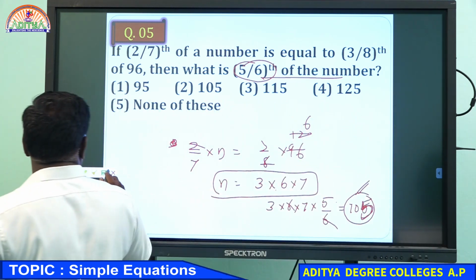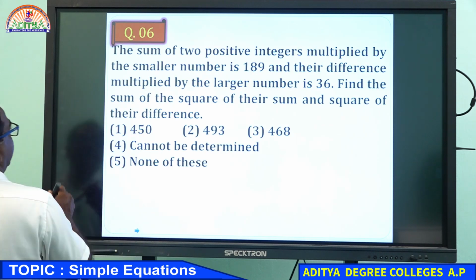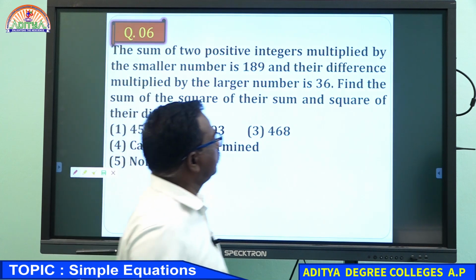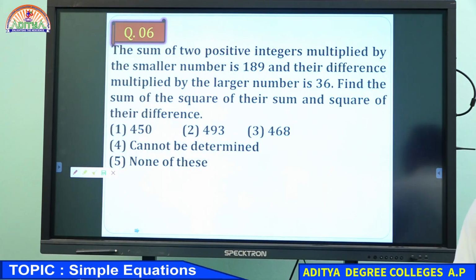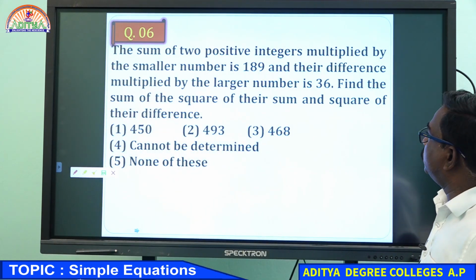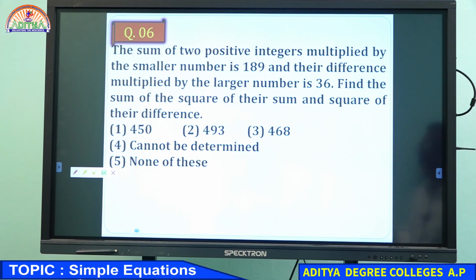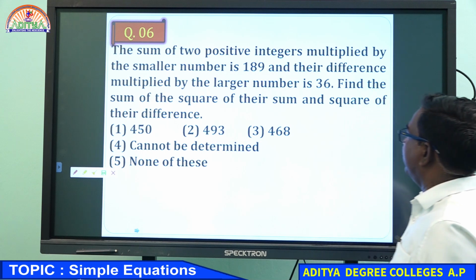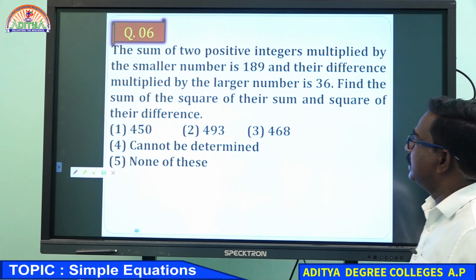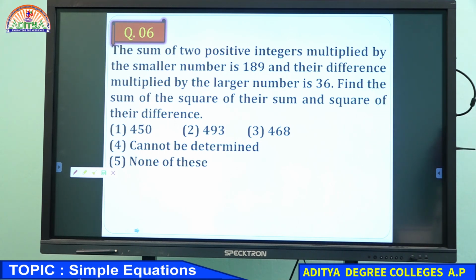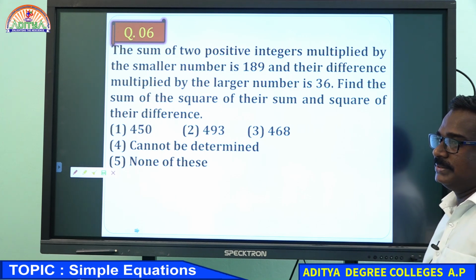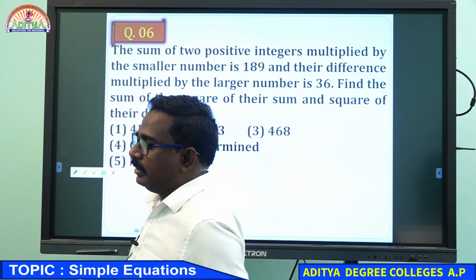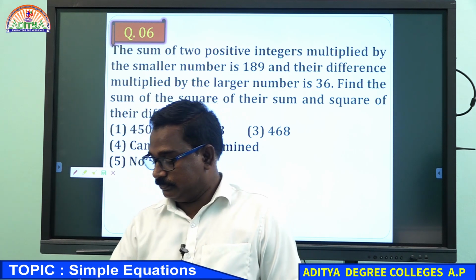Next one, just read it carefully. The sum of two positive integers multiplied by the smaller number is 189, and the difference multiplied by the larger number is 36. Find the sum of the squares of their sum and the squares of their difference. A little difficult, read it carefully and we can discuss now.